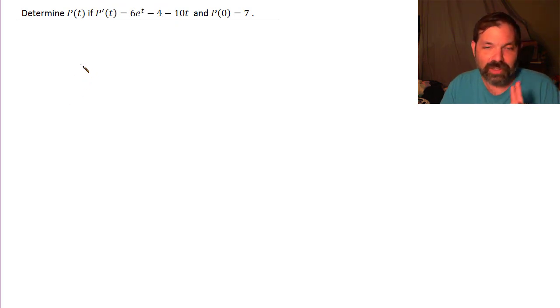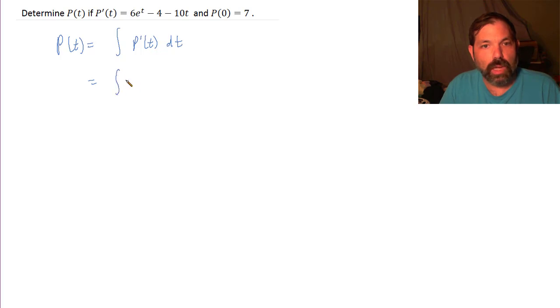Of course, now this is a fairly simple example of a differential equation. We get into much more complicated examples in later courses. But here's what I would understand. I know that P of t would be the integral of P prime of t dt. So then P of t would be the integral of 6e to the t minus 4 minus 10t dt.